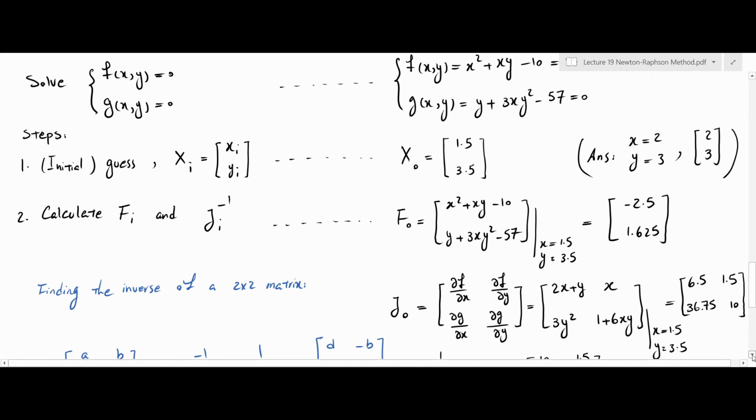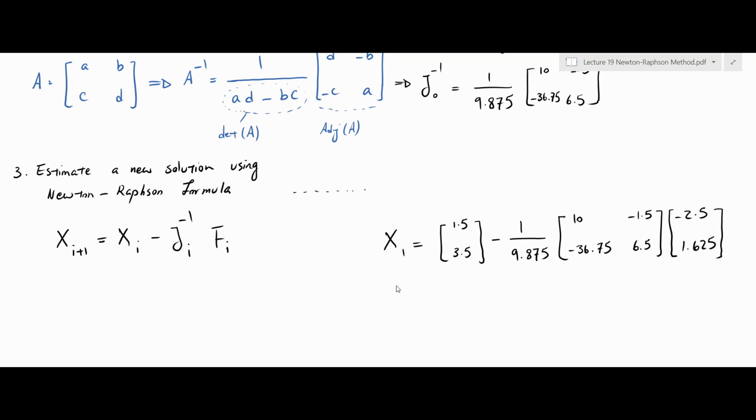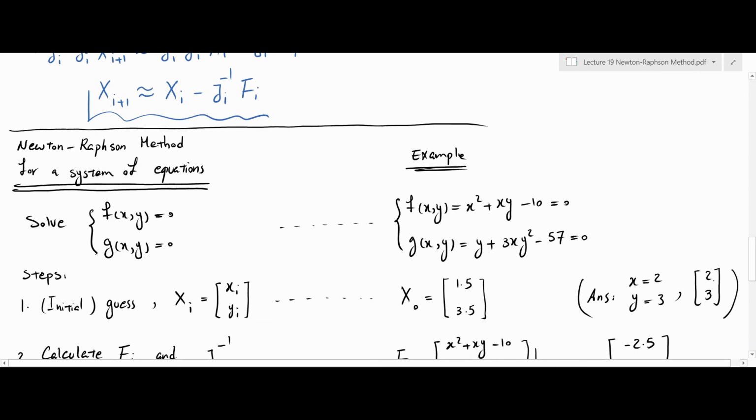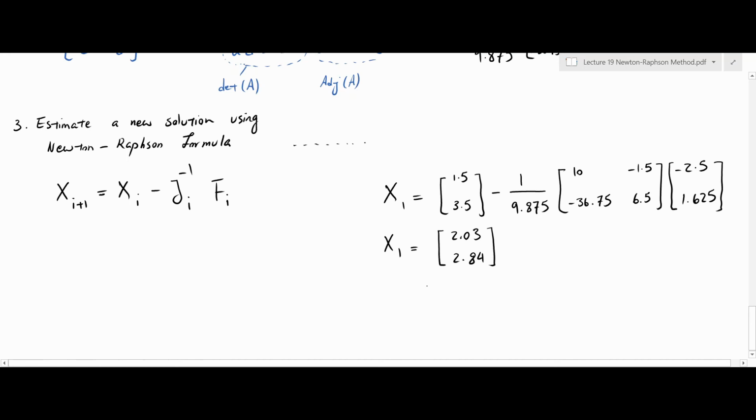So if you do these matrix operations, you'll get x1 is equal to 2.03 and 2.84. So x1 is our next estimation of the roots of the system of equation. And if we look at the answer, which is 2 and 3, we are actually closer to the answer now compared to our original estimate, which was 1.5 and 3.5.